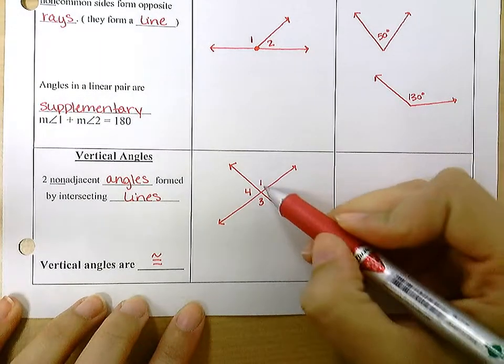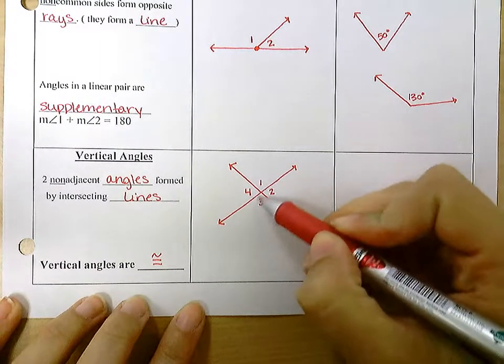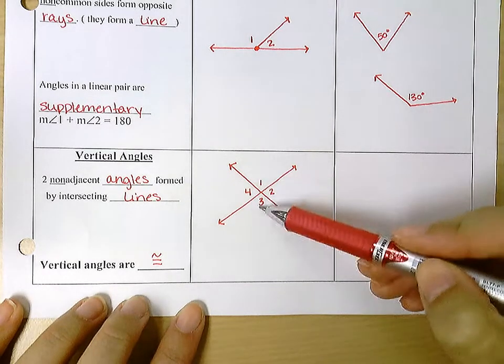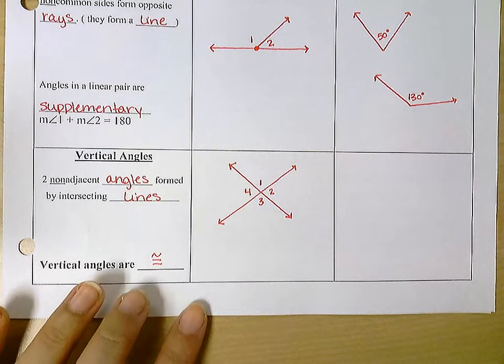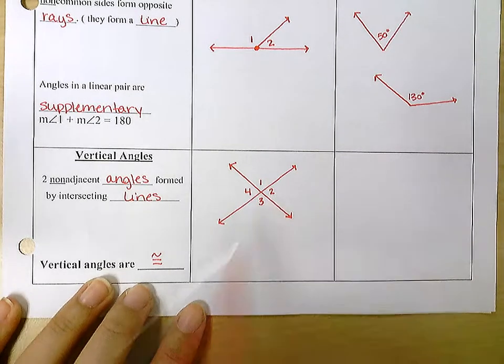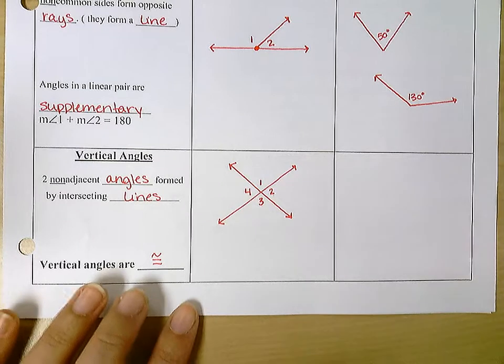So angles 1 and 3 are vertical angles. They're the angles that are across from each other in your intersecting lines. Okay, that's what vertical angles are. 2 and 4 are also vertical angles.